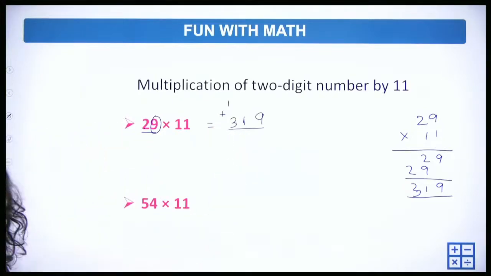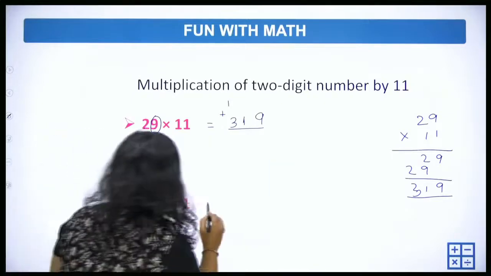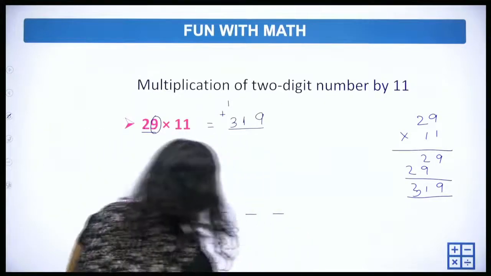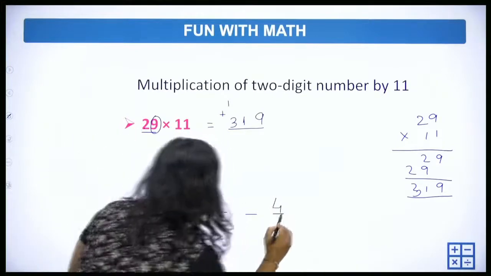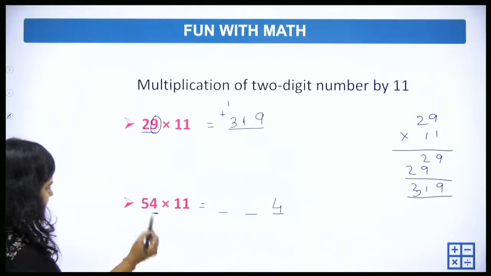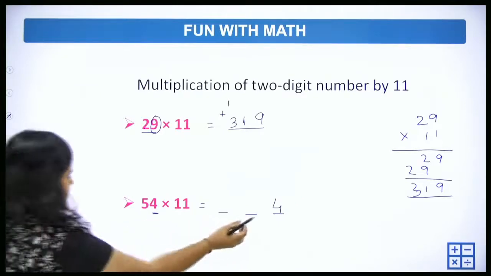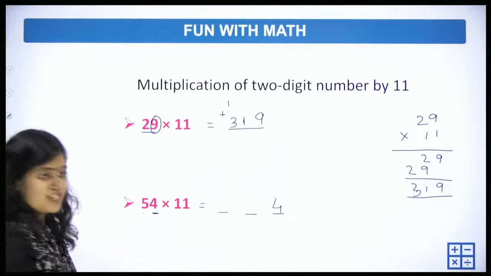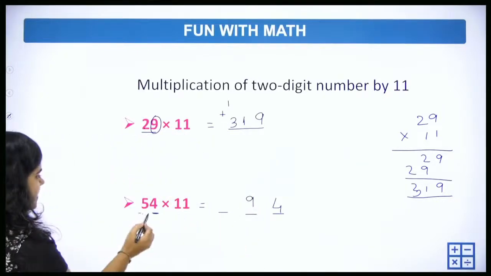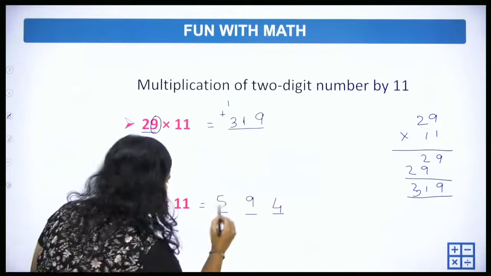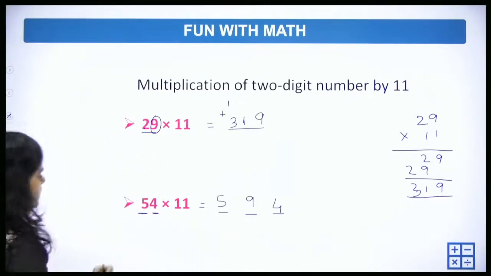Right? So let us do one more number. 54 into 11. This is going to be a 3-digit number where the first place is 4. The ones place is always the ones digit of the number, 4 as it is. Coming to the tens place, 5 plus 4, which is 9. And then the hundreds place is the number 5. So 594.